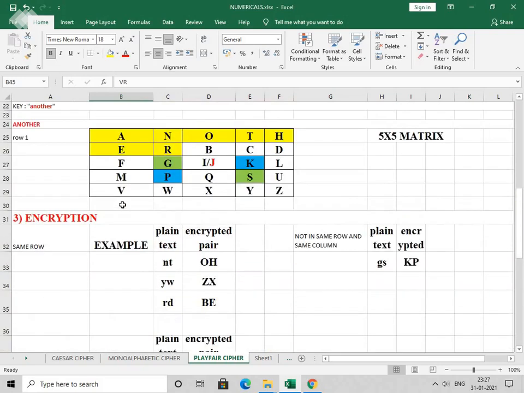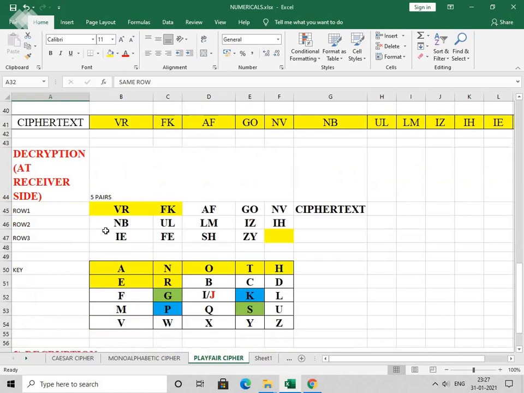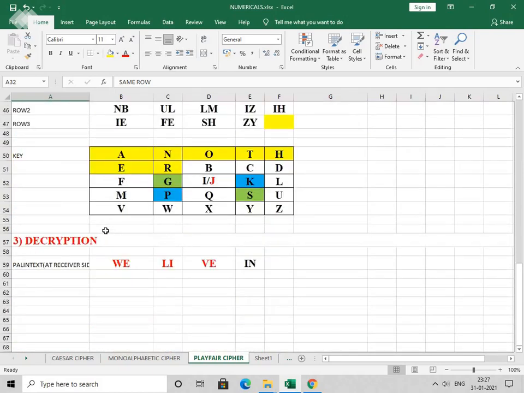See, while doing the encryption, if the pair was occurring in the same row, we used to replace it by the right of that letter. But in the decryption, we are going to replace it with the left of that letter. Are you getting it? Next, if the letter in a pair is the first letter, that is the leftmost letter on the row, then replace it with the last letter of the same row.